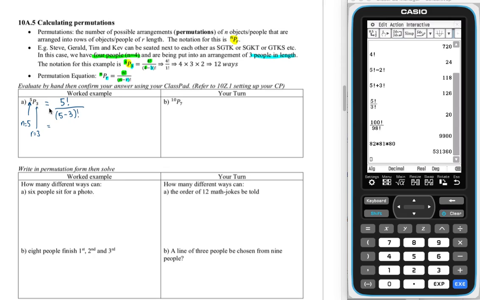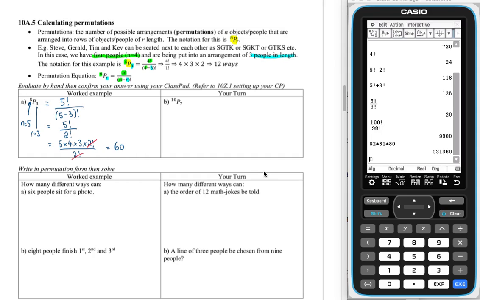We evaluate this, 5 factorial over 5 take 3 is 2 factorial. We know how to divide these now, so it's going to be 5 times 4 times 3 times 2 factorial over 2 factorial. They cancel out, and we're left with 5 times 4 times 3, which is 60.